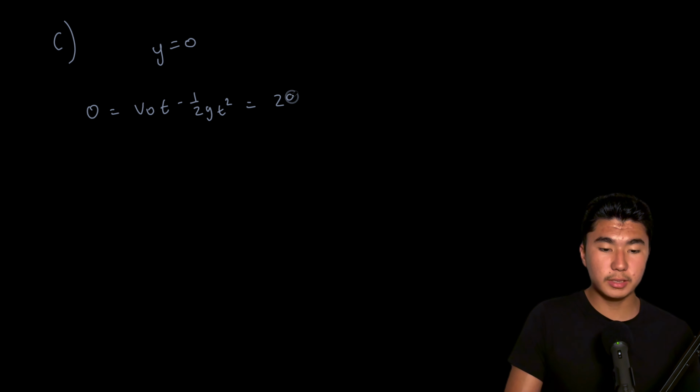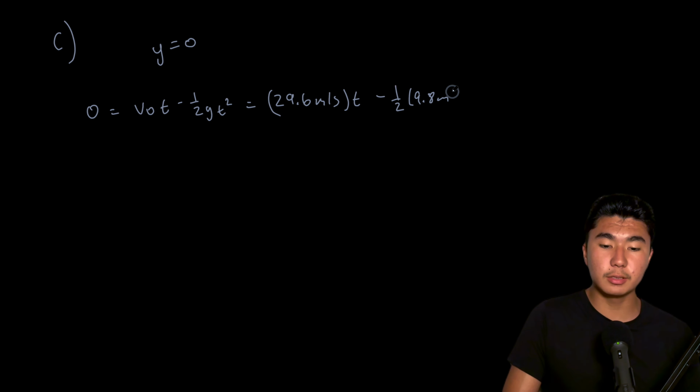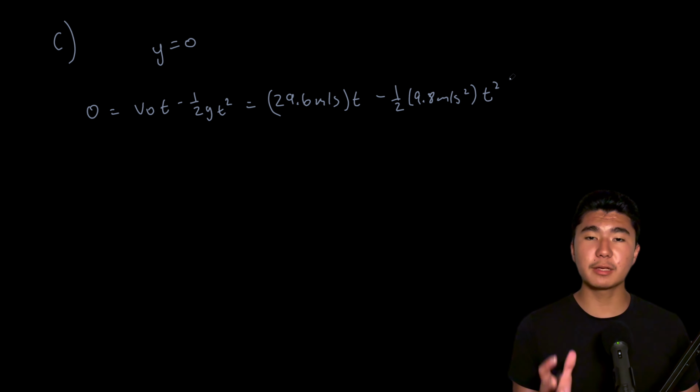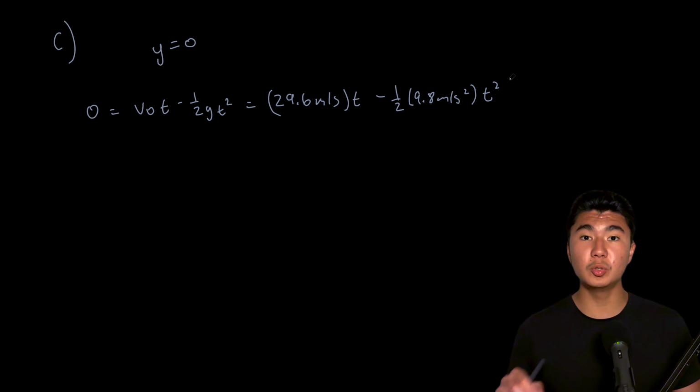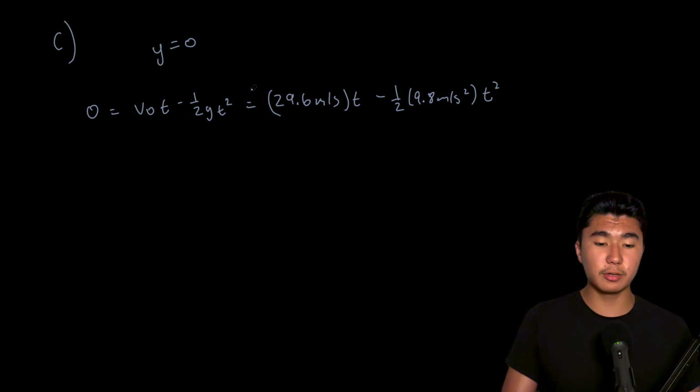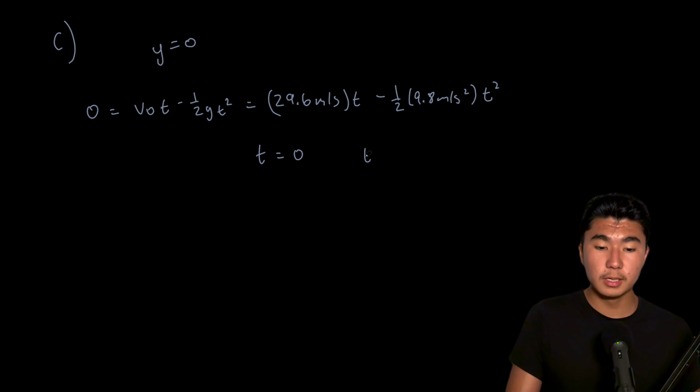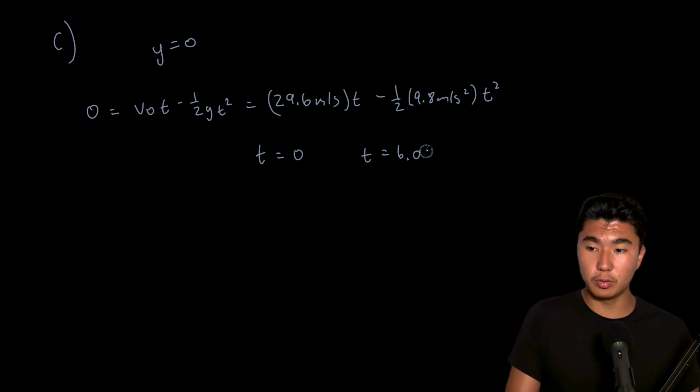So this is going to be 29.6 meters per second times our time, which is what we're trying to find, minus 1/2 times 9.8 meters per second squared times our time squared. So this is a quadratic formula question, and to solve these you could go the old-fashioned way and use the quadratic formula, or you could program the quadratic formula into your TI-84 and it'll pretty much solve that for you. There's a link down below showing you a YouTube video on how to do that. Once you do that, you're going to find that your time is going to equal 0 and your time is going to equal 6.04 seconds.